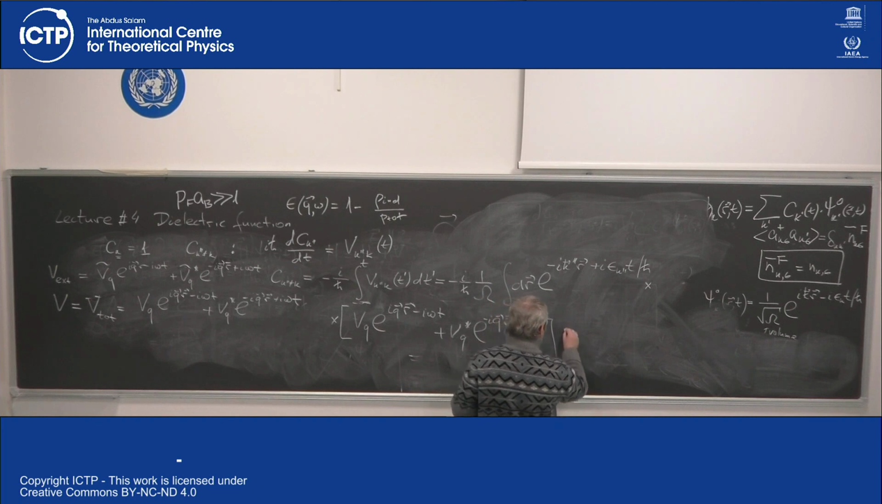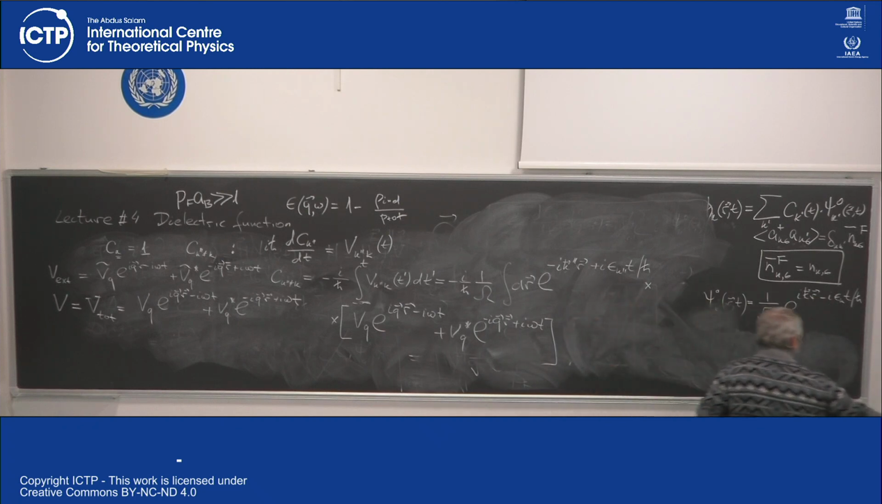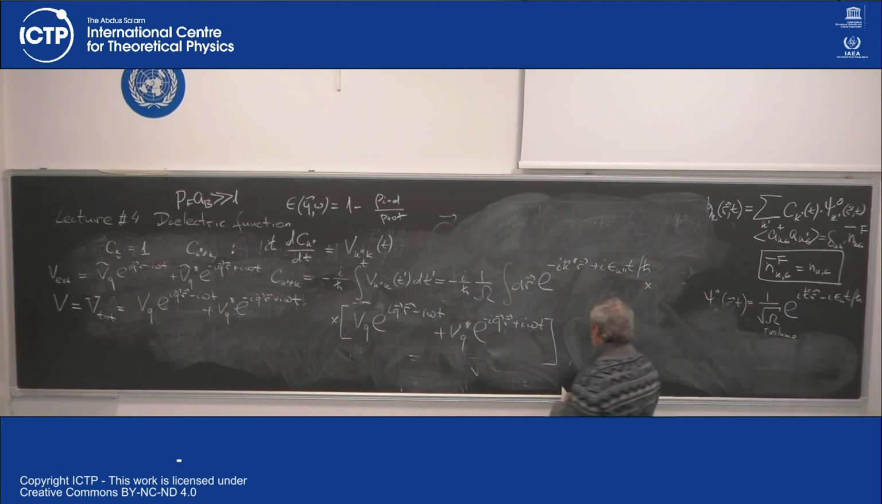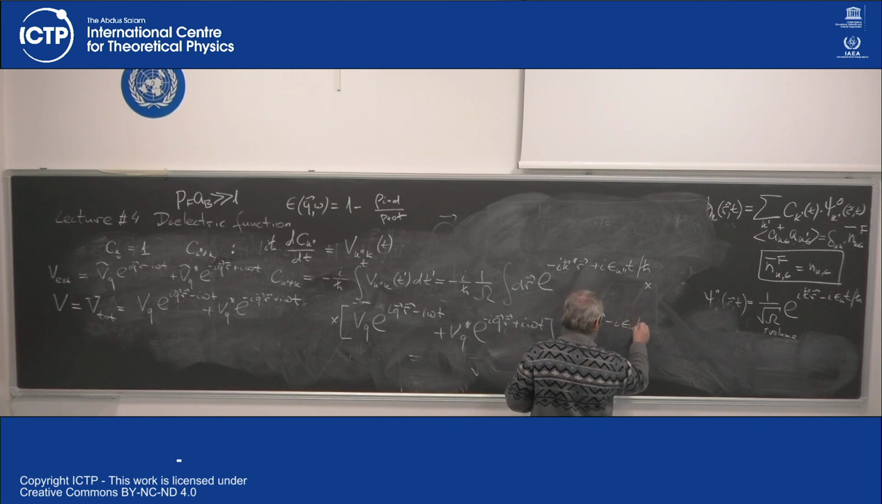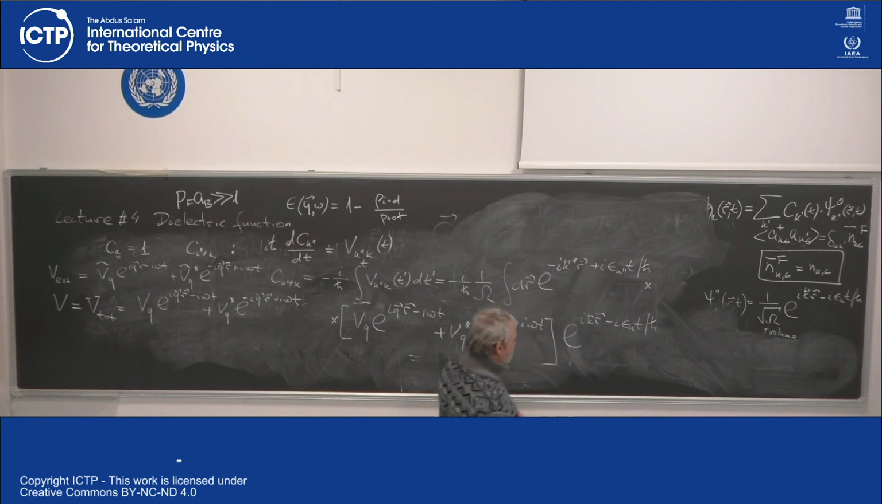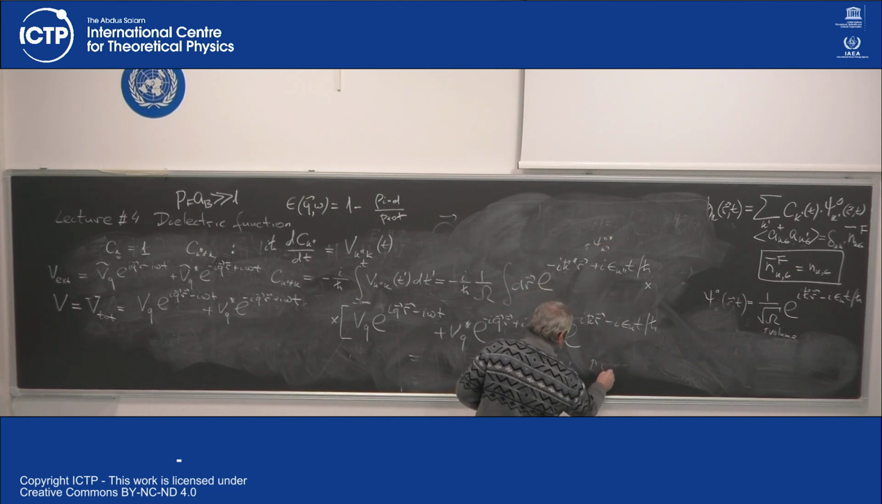times psi k naught, which is 1 over square root of volume. I already put it in front. e to the power i k r minus i epsilon k t divided by h bar. So I put everything together. This is related to psi naught star k double prime. This is related to psi k naught.